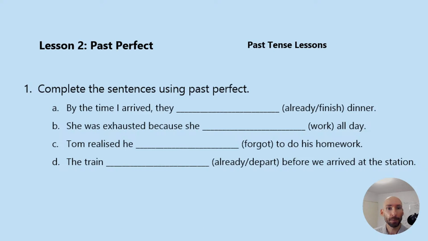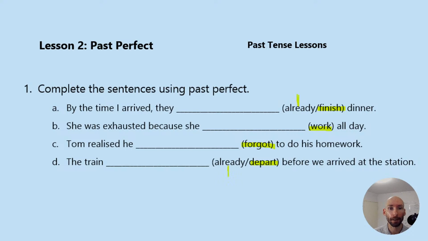Okay, let's move on to section 1 of the lesson. Section 1 of the worksheet. It says, complete the sentences using past perfect. Okay, over by the side, we can see the verbs that we're going to be using, starting with finish, work, forgot, depart. Okay, a couple of them already have one of those very frequently used words, which is already. So we're going to see if we can use already in the first sentence and in the last sentence.